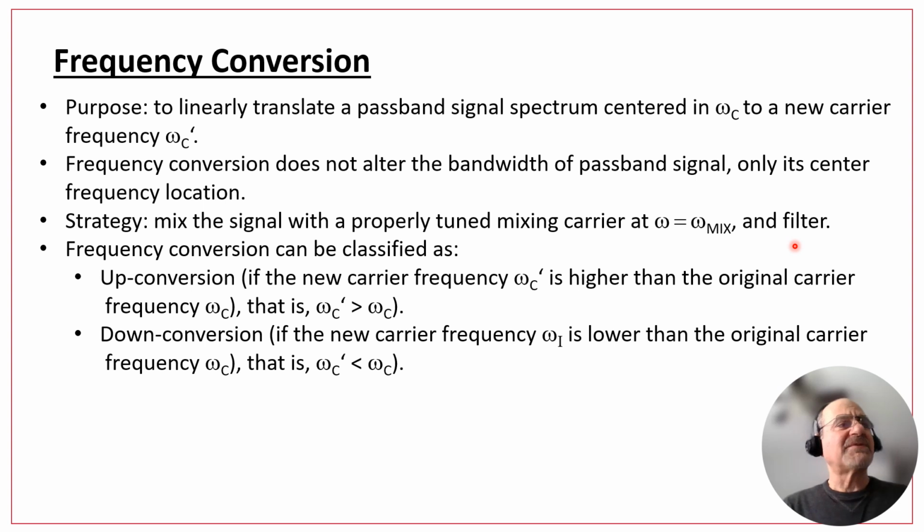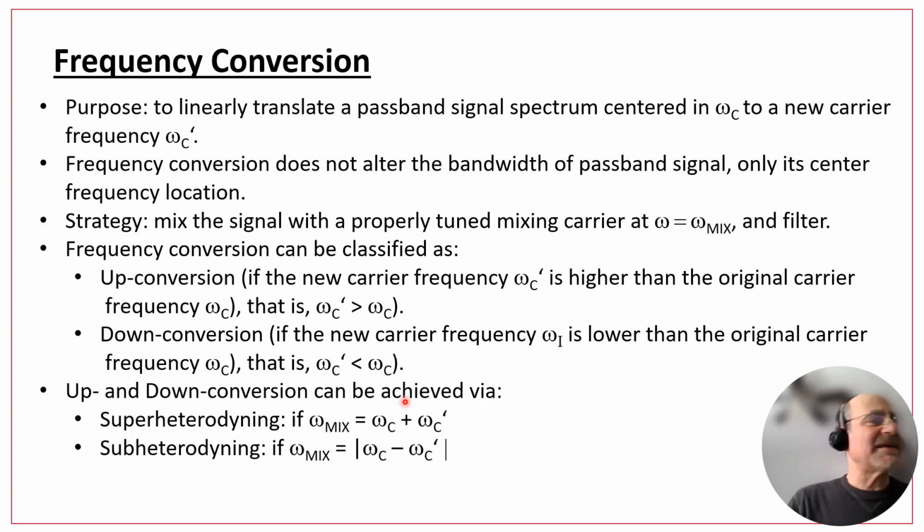We have two types of frequency conversion. We have up conversion, when the target frequency omega c prime is larger than the original frequency omega c, and down conversion, if the new target omega c prime is lower than the original frequency omega c. And both up conversion and down conversion can be achieved via two different strategies.